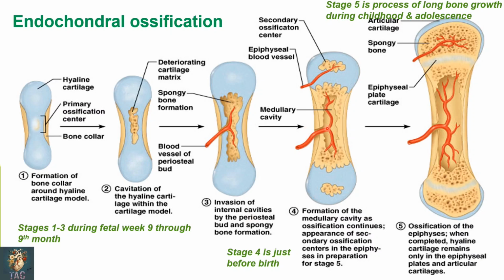Then stage 4 usually takes place just before birth, in which the secondary ossification center appears, and stage 5 is the process of long bone growth during childhood and adolescence, and at the age of adulthood this bone will ossify, after which no more increase in bone growth will be possible.